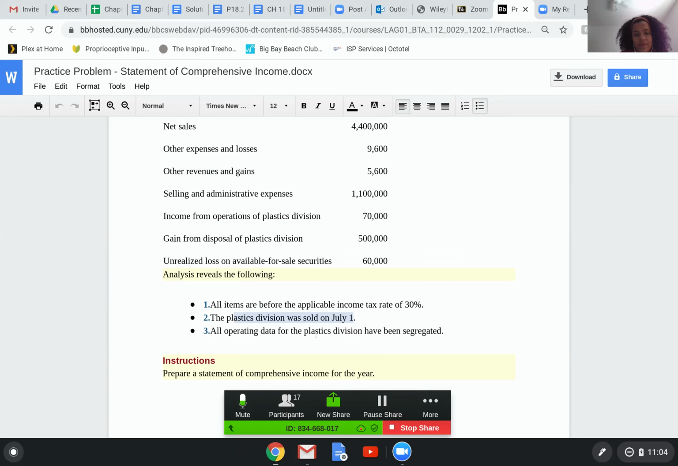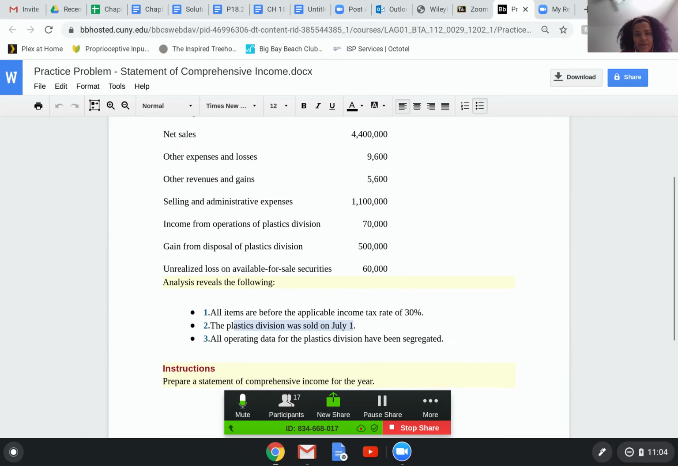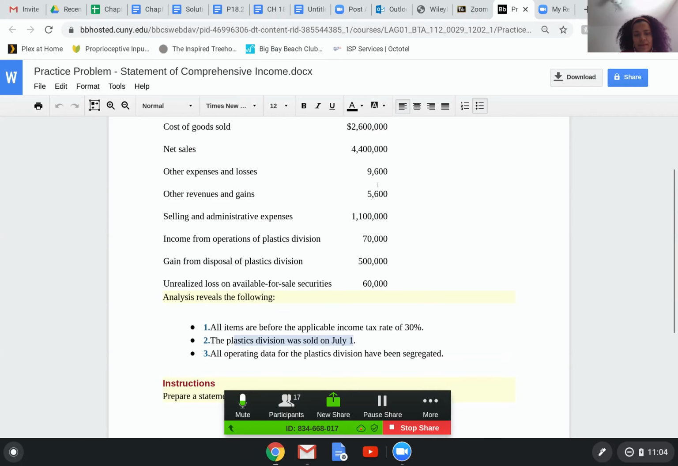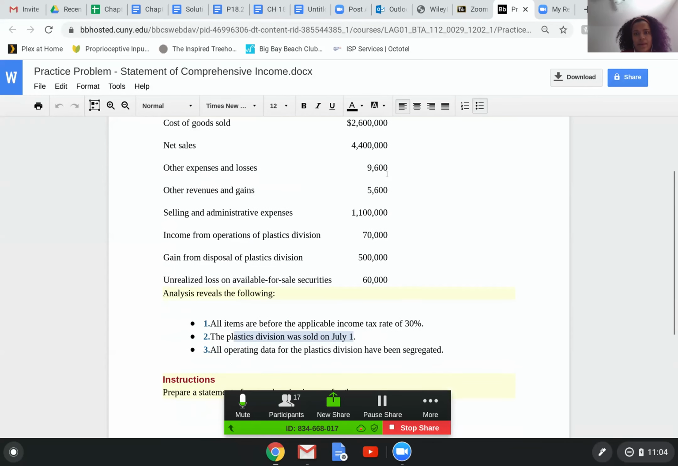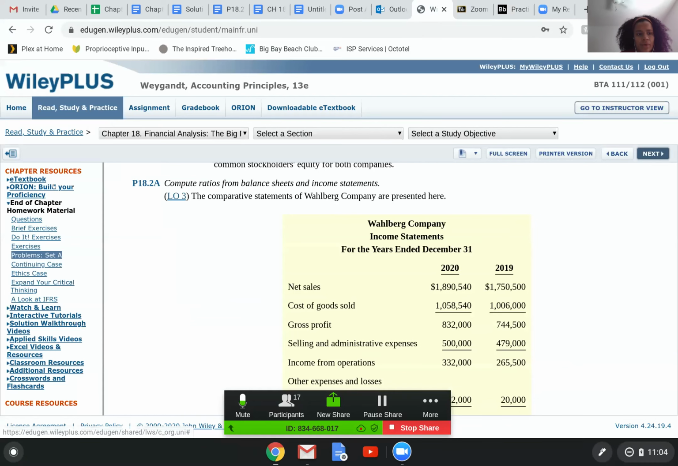And all operating data for the plastics division have been segregated. That's just talking about this operations number. The 70,000 is not included in any of these other numbers. Prepare a statement of comprehensive income for the year.